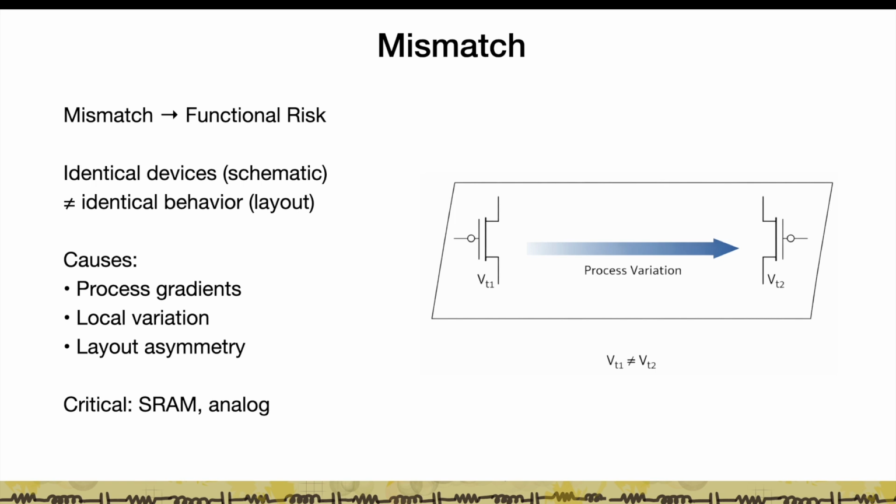In schematics, identical devices behave identically. In layout, that assumption breaks. There are gradients across the chip, local variations, and layout asymmetry. So, two identical transistors can behave differently. In SRAM or analog circuits, this can cause complete failure.